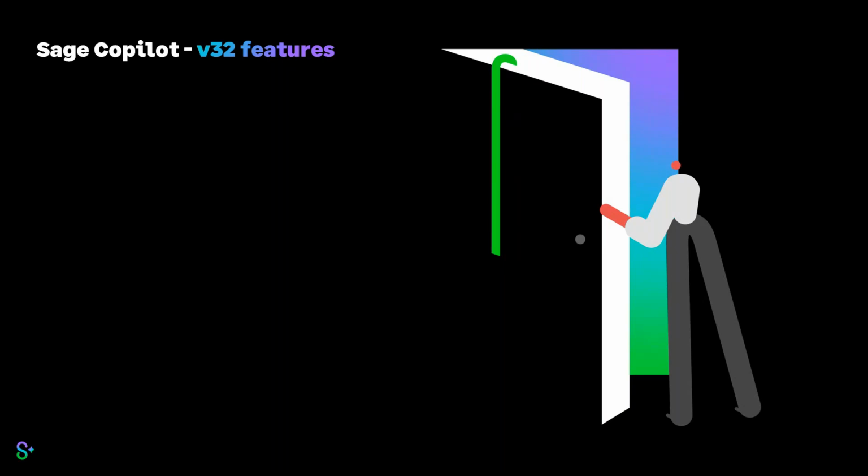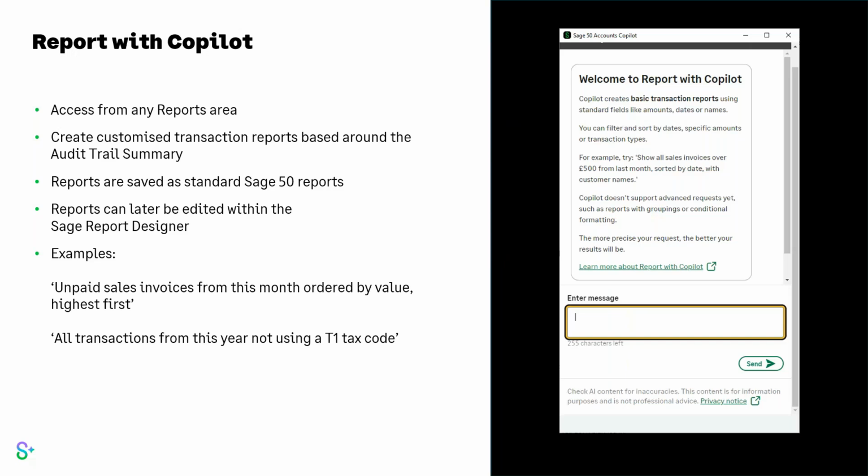obviously based on the feedback we got, I'm going to show you how you can get involved in that type of feedback later on. So in version 32, two key features were added. One is report with Copilot. So the ability to create your own reports.